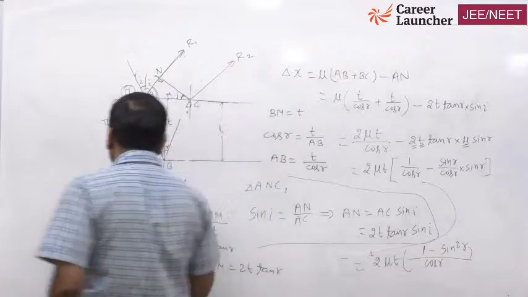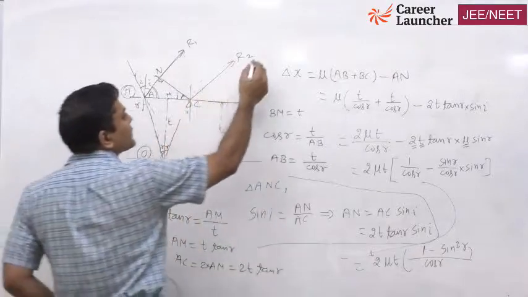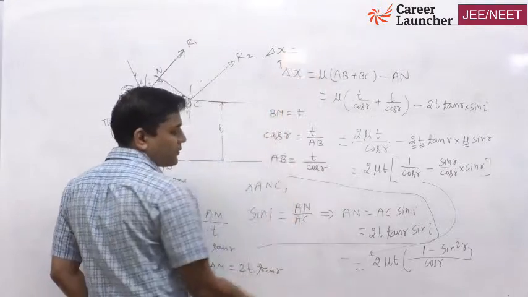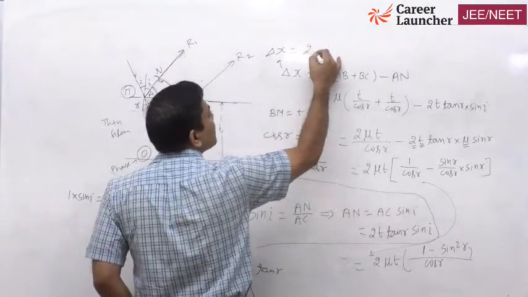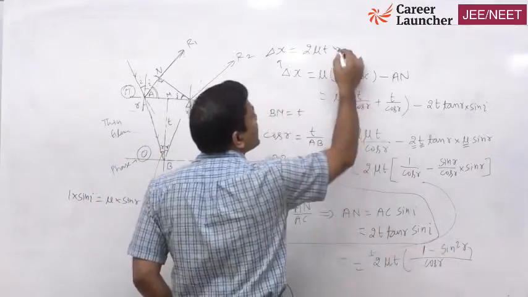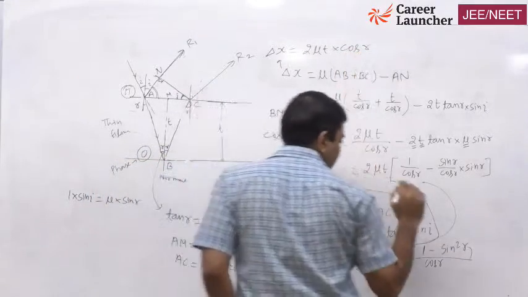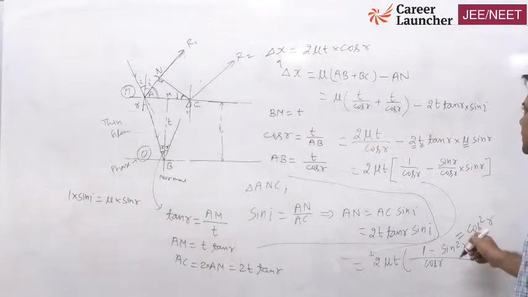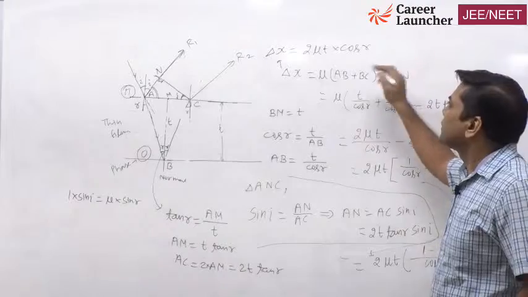So delta x will be given here. I'm just going to write over here again. Delta x will be given by 2 mu t into, okay, cos square r by cos r is cos r. So this is cos square r, one cos r cancels out, cos r here: 2 mu t cos r.